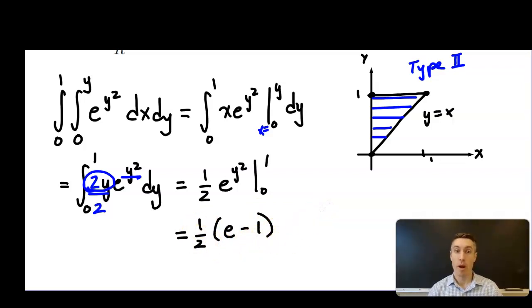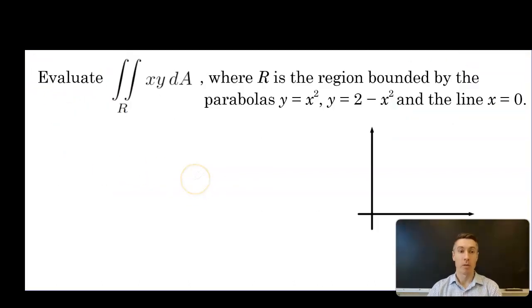Right? So this problem really puts everything together. Identifying the region, picking type 1 or type 2, setting up our double integral, and then integrating. Okay, one last example. Evaluate the double integral of x, y, dA, where R is the region bounded by the parabolas y equals x squared, y equals 2 minus x squared, and the line x equals 0.